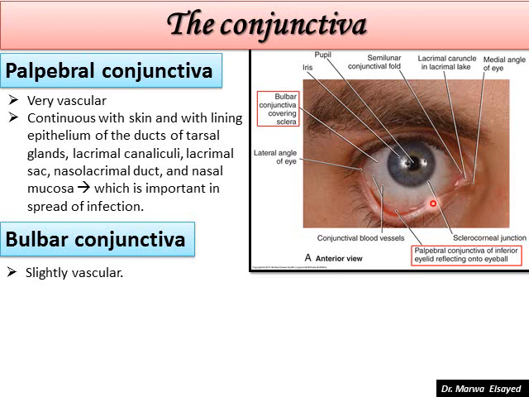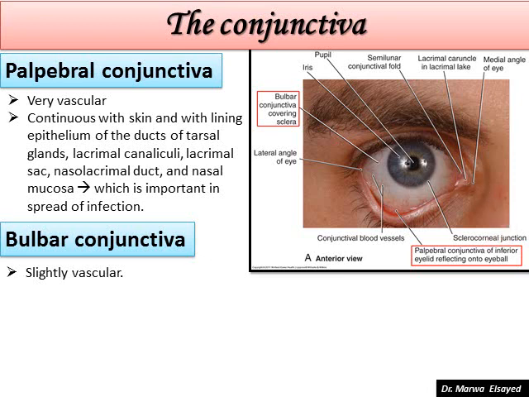The palpebral conjunctival epithelium is continuous here with the lacrimal puncta, lacrimal canaliculi, lacrimal sac, and the nasolacrimal duct which reaches the nose. This is important to know because it is a serious route of infection from the nose to the eye.